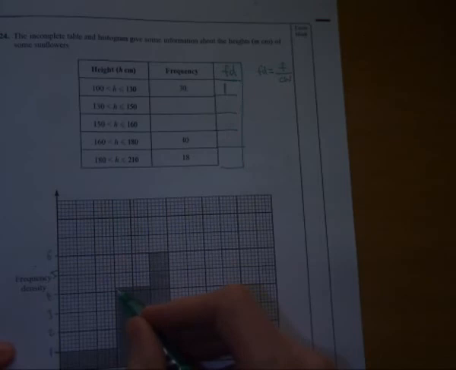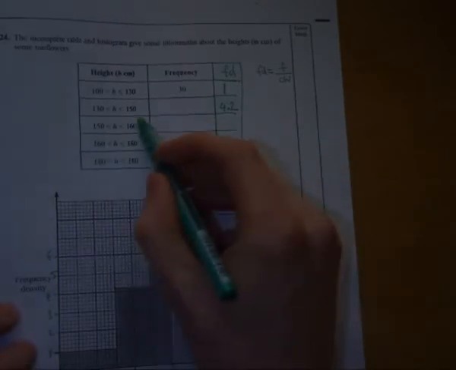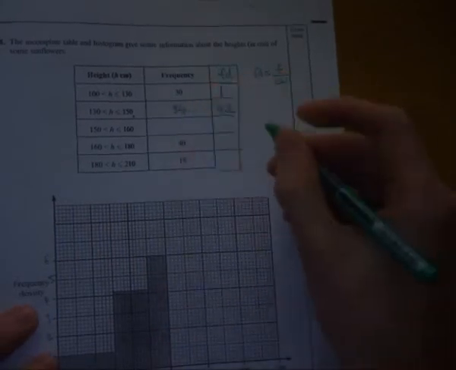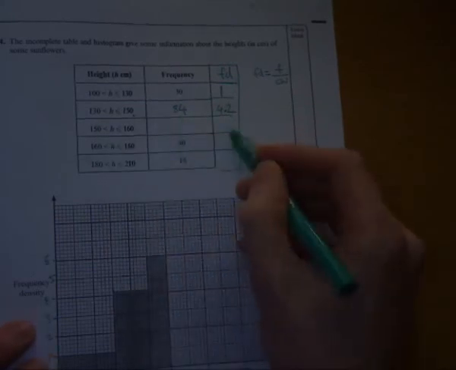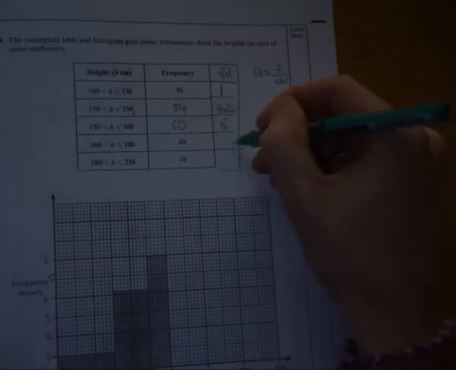First thing I'll do is complete the table. So this here is 4.2. Okay, so I need something divided by, the width there is 20, something divided by 20 is 4.2, or double 4.2 is 8.4, 84. That there must be 84. 84 divided by 20 is 4.2. The next one, frequency density is 6, something divided by, the class width there is 10, something divided by 10 is 6, that must be 60.